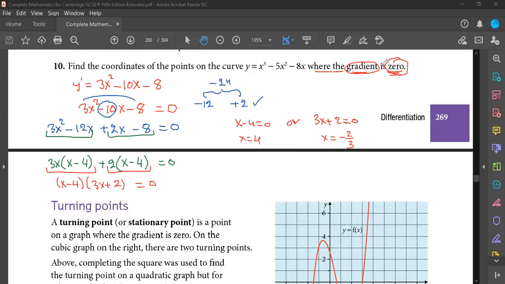So how many points have a gradient of 0? 2 points. So this curve is strange: it has 2 points with gradient 0, but the question wants the coordinates, meaning I need the y coordinate too, not just the x coordinate. So far we found the x coordinates, 4 and minus 2 over 3. How do we find their y coordinates? What do we do with the x's, 4 and negative 2 over 3, to find their y's?